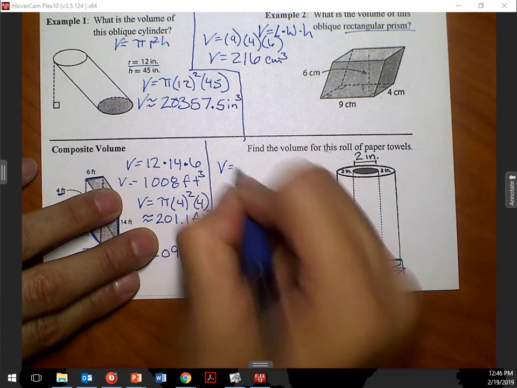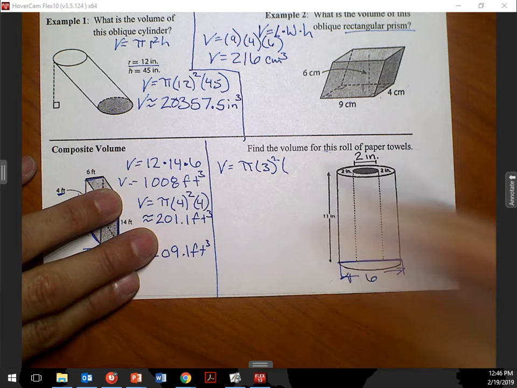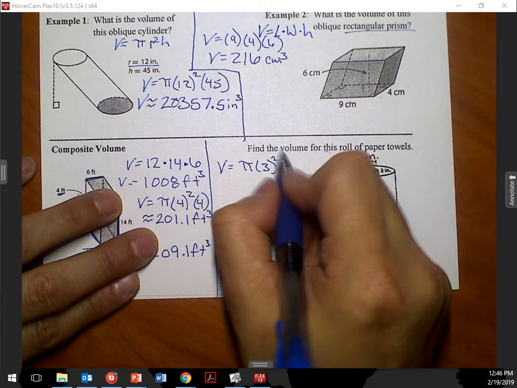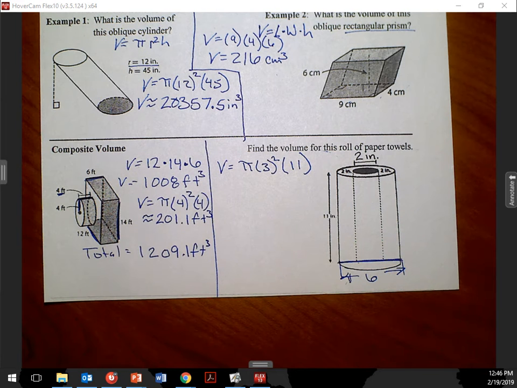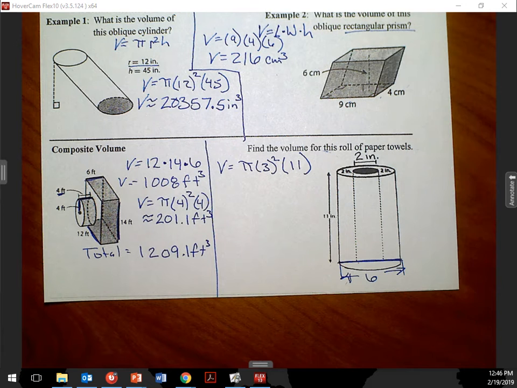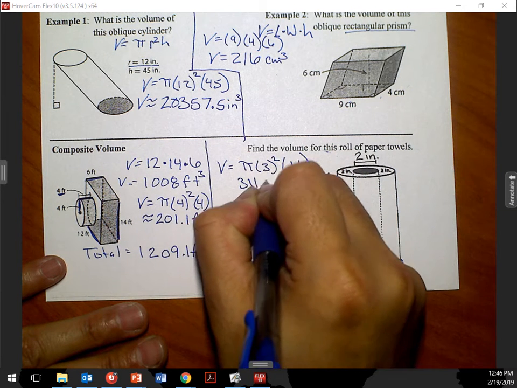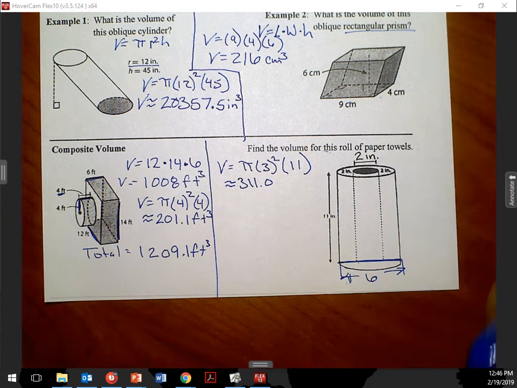So my volume would be pi times 3 squared. And the height? 11. I know you are calculating. What is it? 311.0. Okay, so now let's find the volume of the small cylinder.